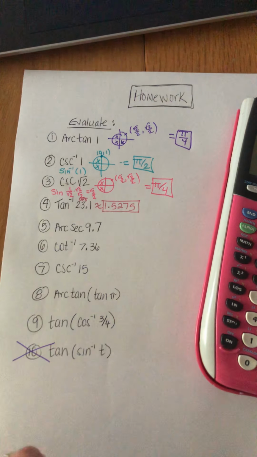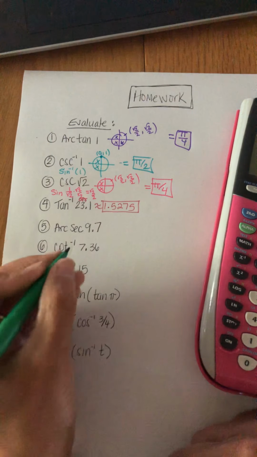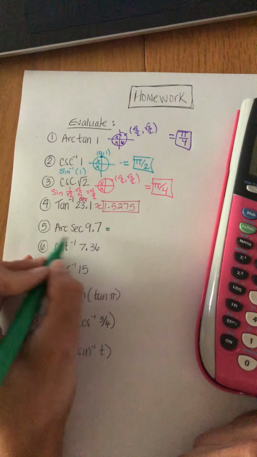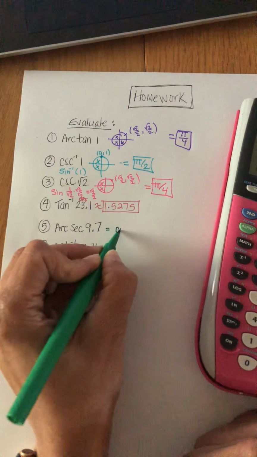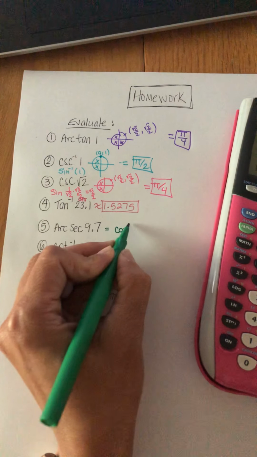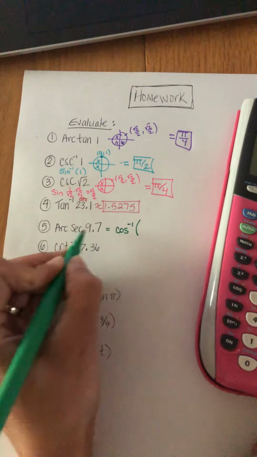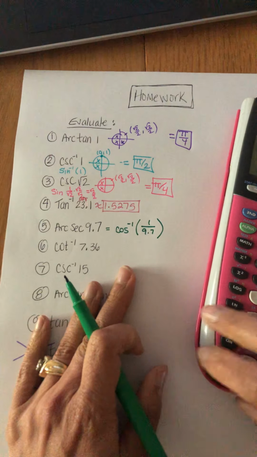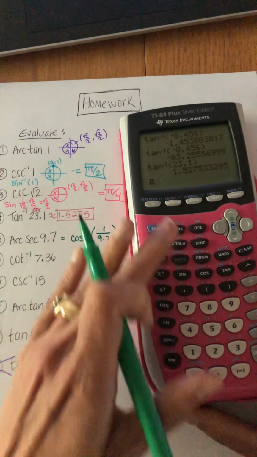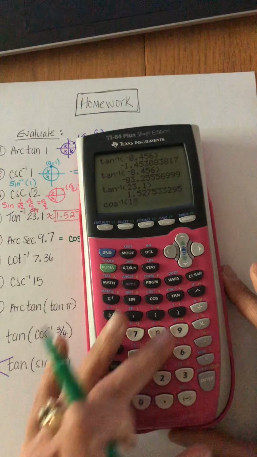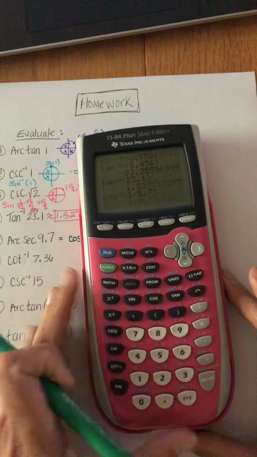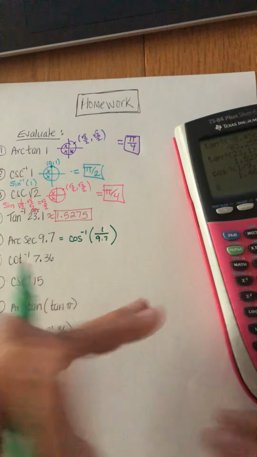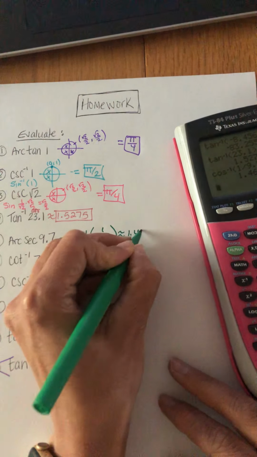Okay. Number 4, arc secant of 9.7. So remember, arc secant is the same as secant inverse, and we don't have a secant button on our calculator, but secant and cosine are reciprocals of each other. So I can make this cosine inverse, but I also have to invert the 9.7, so 1 over 9.7. And I have to type that into my calculator. So cosine inverse of 1 divided by 9.7 is 1.4675. So approximately 1.4675.